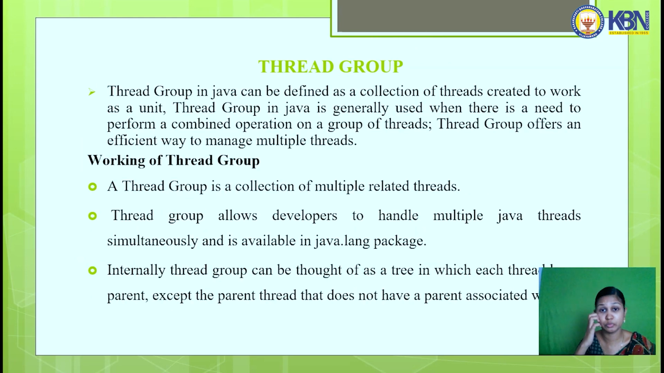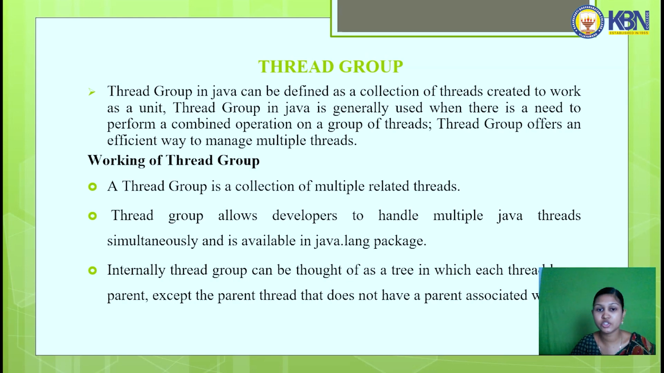What is a thread group? A collection of threads is known as a thread group. This collection of threads also creates some type of unit. This group is generally needed to perform some operations on a group of threads. The thread group offers a way to manage multiple threads. Previously we have seen the threading concept, which means continuous multitasking, and you have to manage multiple threads also. And what is the working of a thread group?